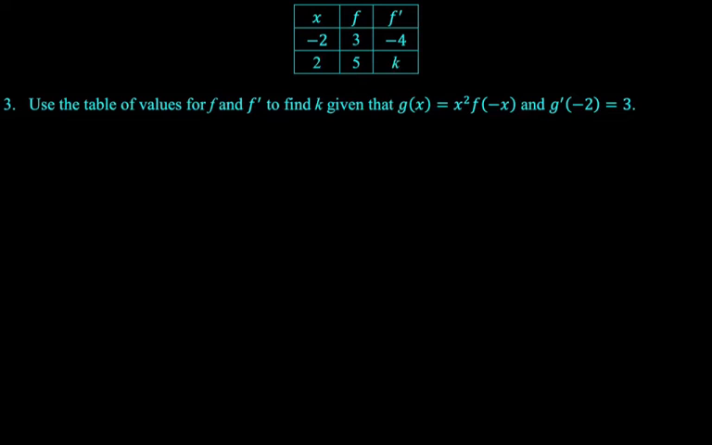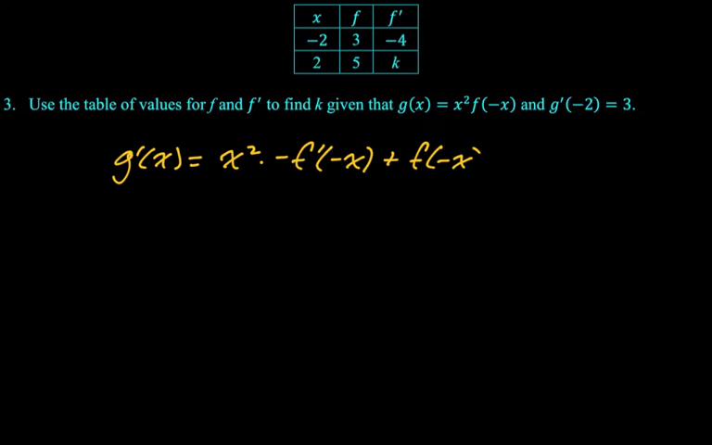So let's find g prime. It's a product, so product rule. Just don't forget the chain rule on the derivative of f of -x, so negative f prime of -x, and then f of -x, and then times 2x. All right, so that's normal product rule.